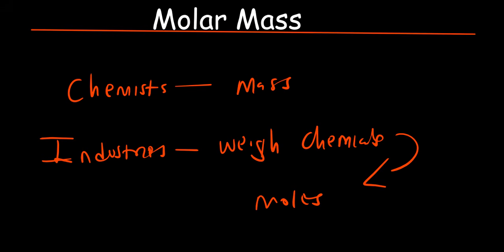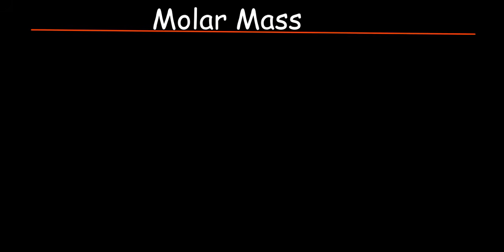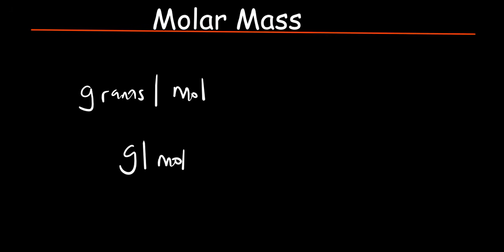Then what is molar mass? We have to understand what molar mass is. The mass of 1 mole of a substance is what we call molar mass. The units are going to be grams per mole. So this is grams per mole, and that is very important for us to understand.